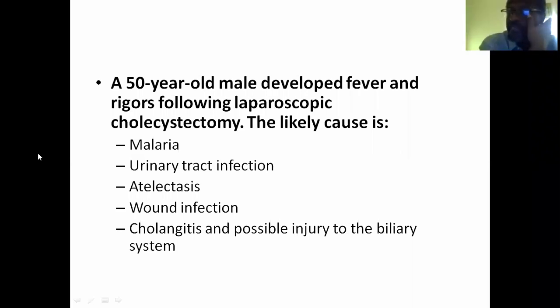Atelectasis is very common. A 24-hour fever is usually due to atelectasis. But if it is a few days after cholecystectomy, then you are right, Ahmed, to suggest cholangitis. But wound infection needs 5 to 6 days to develop, isn't that so? Malaria is usually not a common postoperative cause of fever. It's not rare, but it's not common, especially in Sudan, where there are a lot of mosquitoes and malaria.